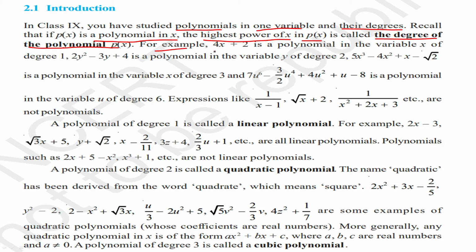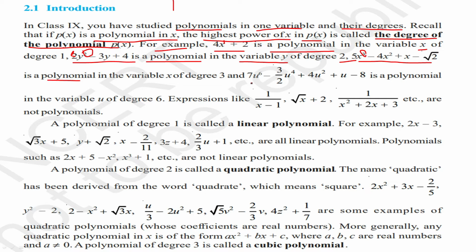For example, 4x + 2 is a polynomial. The variable x has degree 1; in this expression, the power of x, which is 1, is called the degree of the polynomial. 2x² - 3y + 4 is a polynomial; the maximum degree you have to see here is 2. Another example, 5x³ - 4x² + x - √2 is a polynomial; the variable x has degree 3.